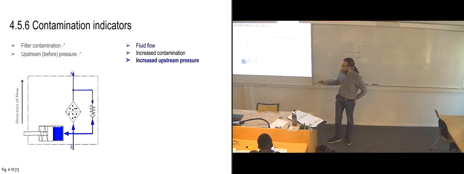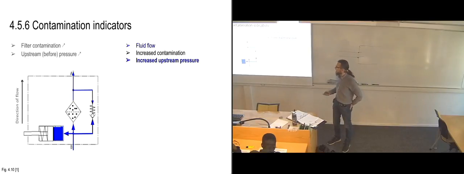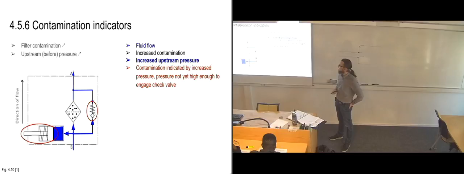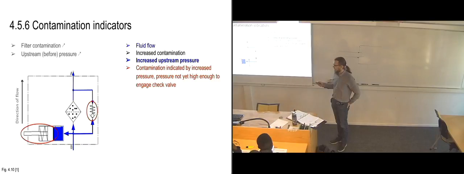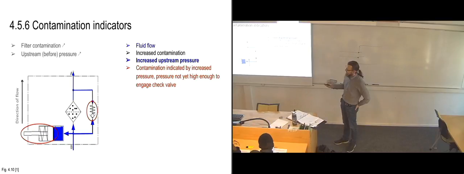And this creates an increased pressure before the filter, so we get more and more pressure here. We are starting to push this indicator out. So the pressure is not yet high enough to activate the check valve to let the fluid through on the check valve side, but it is high enough to start giving an indication in this piston. So you can actually read off the position of the piston here. That's what's telling you if it's starting to get contaminated.